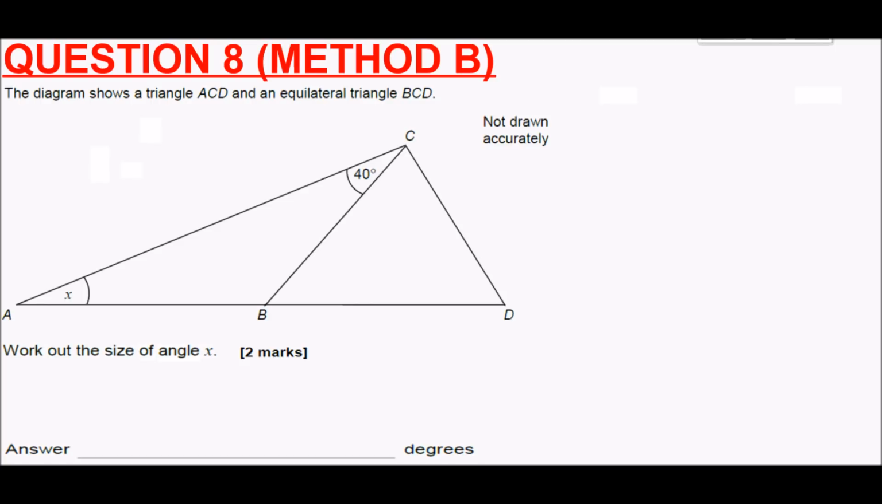I'm now going to show you the second method for question 8. So, like I mentioned in the first method, equilateral triangle means all sides are the same for this triangle. I'm not very good at drawing straight lines, luckily this helps me out. Equilateral triangle, as I mentioned in method A, all sides are equal, and also all angles are equal.